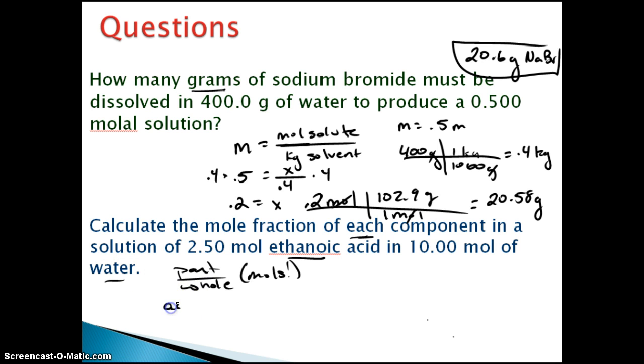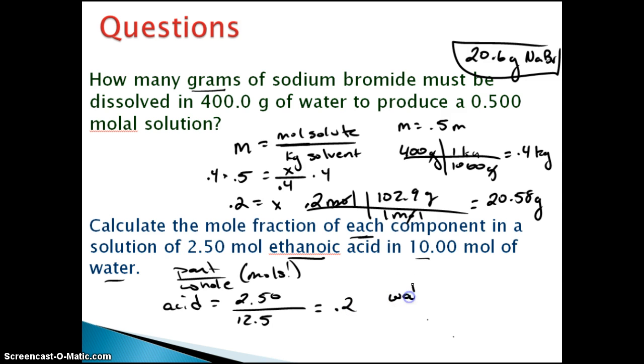So if we use our acid first, we're going to set up that fraction. And this one's really easy because everything's already in moles. So we're going to put that 2.5 moles over the total number of moles in the solution, which isn't just 10, but is 10 plus 2.5, so 12.5. And that comes out to equal 0.2 as our mole fraction for the acid.